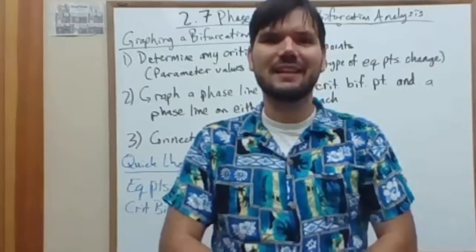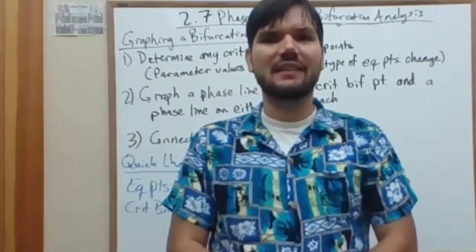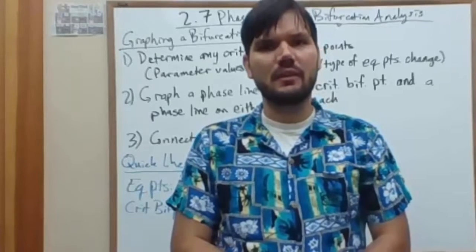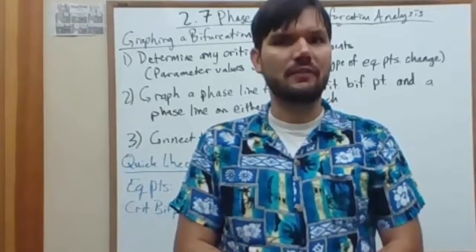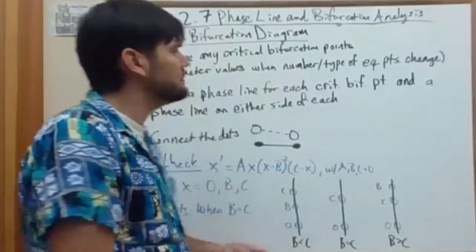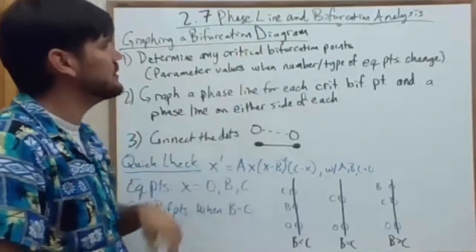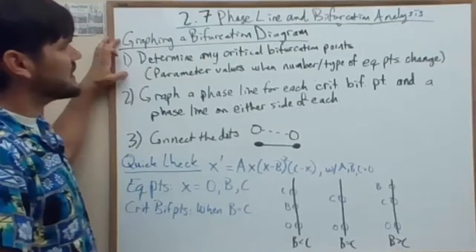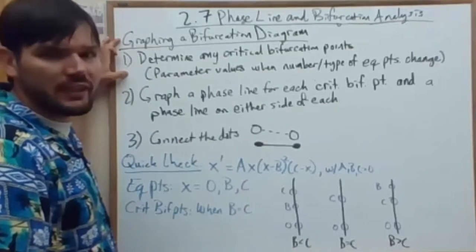Now we're going to look at an example describing and demonstrating the bifurcation analysis. This is from section 2.7, phase line bifurcation analysis. Let's first go over the steps for graphing a bifurcation diagram.